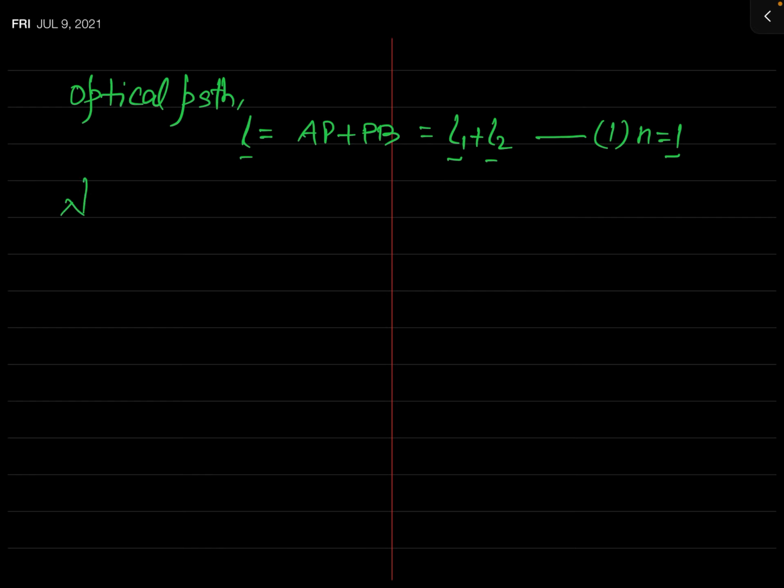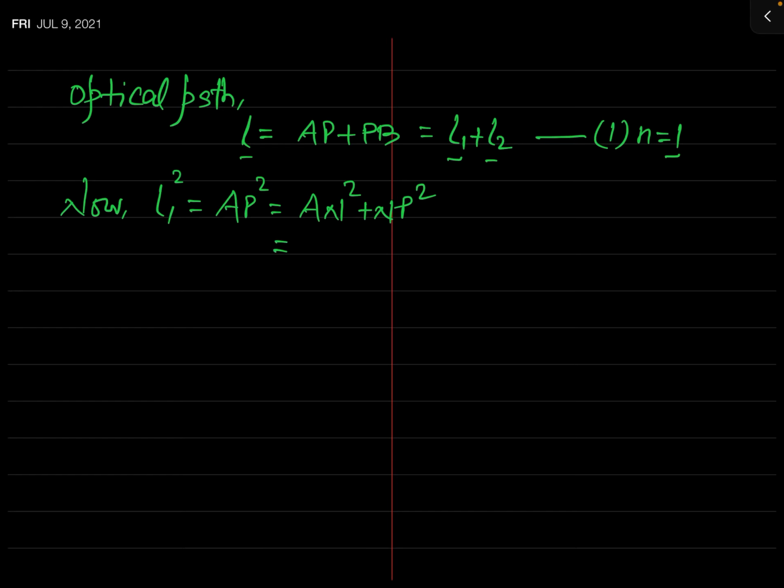Now let us say L1 square. This will be, you can see the figure, equal to AP square, and as I have shown you in that figure, this will be equal to AN square plus NP square.